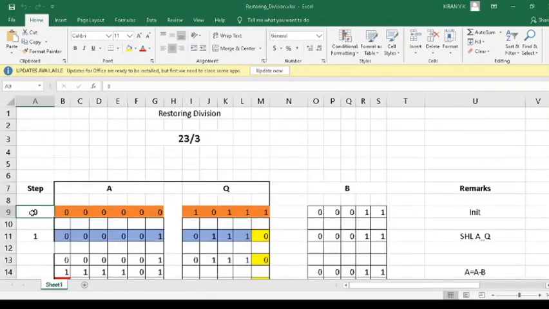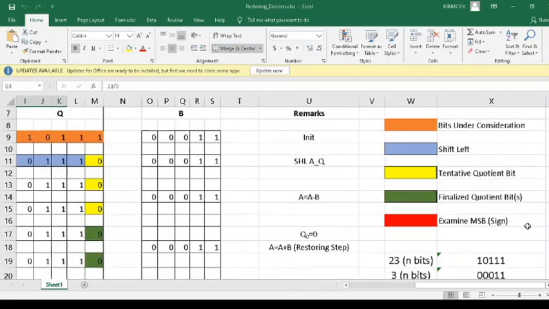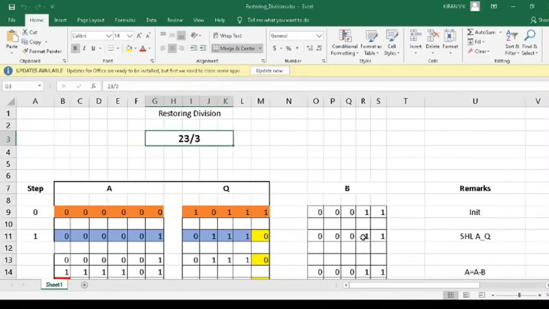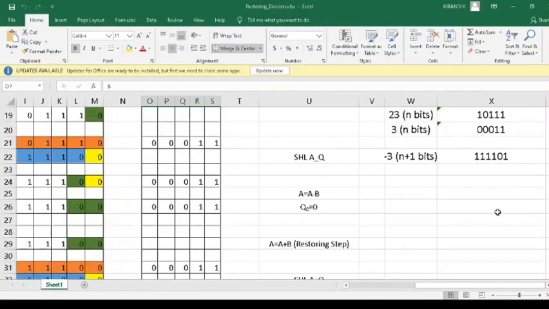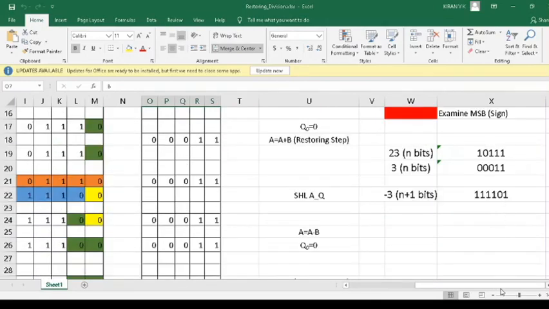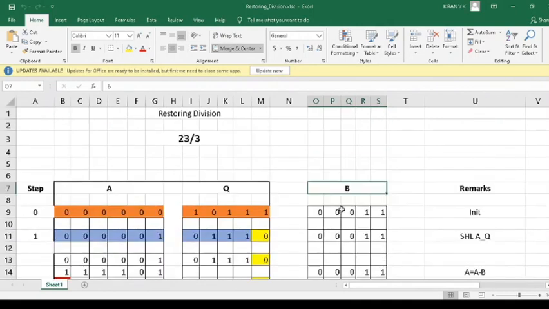We will give the initialization step a number, step 0. Then we will write out 6 zeros in the A field. Note that the A field will have the remainder towards the end. Then what will you fill in Q field? In Q field you will fill your dividend, that is 23. Okay. Then what will you fill in B field? In B field you are supposed to fill the divisor. Here the divisor is 3, so 3 in 5-bit format is filled there. Okay. So this is the initialization phase.